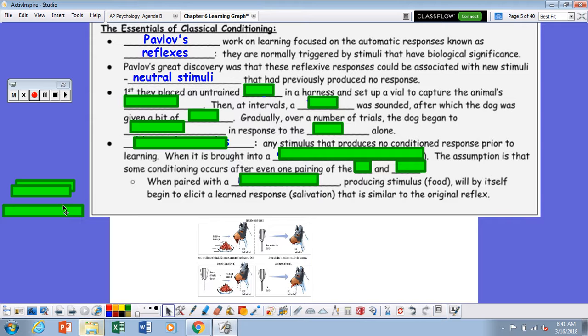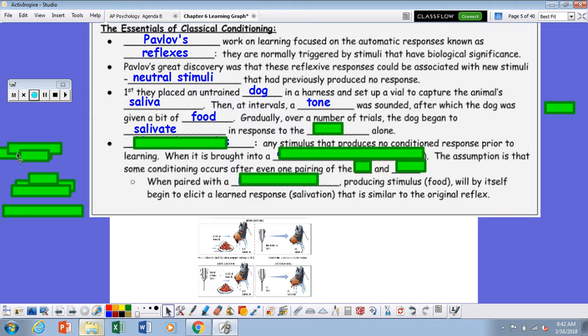previously produced no response. First, they placed an untrained dog in a harness, which you saw on the previous slide, and set up a vial, or a tube, to capture the animal's saliva. Then at intervals, a tone, primarily a tuning fork or some kind of bell, would be sounded, after which the dog would be given a bit of food. Gradually, over a number of trials, the dog began to salivate in response to the tone alone.